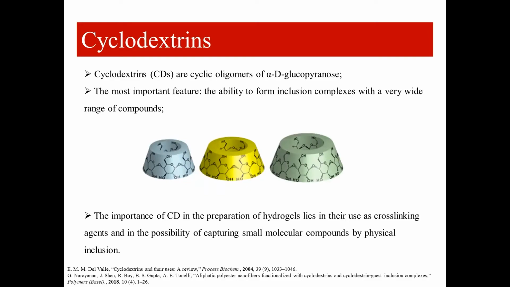Cyclodextrins are cyclic oligomers, having the ability to form inclusion complexes with a very wide range of compounds. Their use in polymeric networks has two advantages. They can capture small molecular compounds in their cavity, and they can be used as cross-linkers due to the presence of many hydroxyl groups.